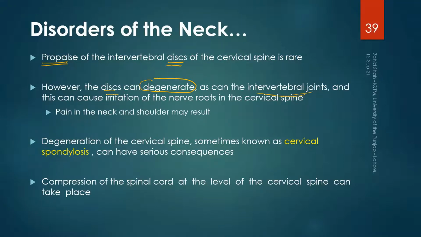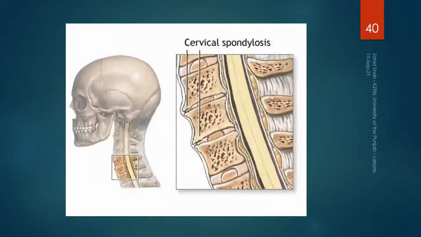Degeneration of the cervical spine, sometimes called cervical spondylosis, can have serious consequences. Compression of the spinal cord at the level of the cervical spine can also take place. You can see here the degeneration of the vertebra as a whole. It generally occurs with the passage of time, with aging. Its smooth structure deteriorates, and ultimately the vertebra itself or the attached structures can push on the nerve roots and cause pain.